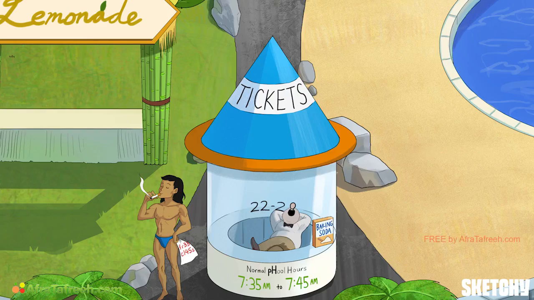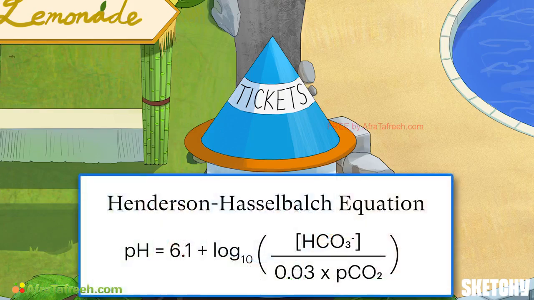But first, to get a better understanding of the relationship between pH, bicarbonate, and carbon dioxide, let's review the Henderson-Hasselbalch equation. This equation states that pH equals 6.1, the dissociation constant of carbonic acid, plus the log of the plasma bicarbonate concentration divided by 0.03, the solubility coefficient for CO2 in blood, times the partial pressure of arterial carbon dioxide. The important takeaway here is that pH is determined by the ratio of plasma bicarbonate to CO2. Let me show you what I mean.